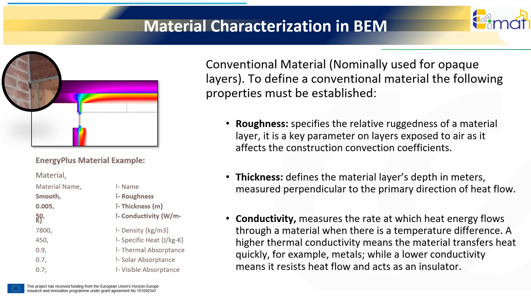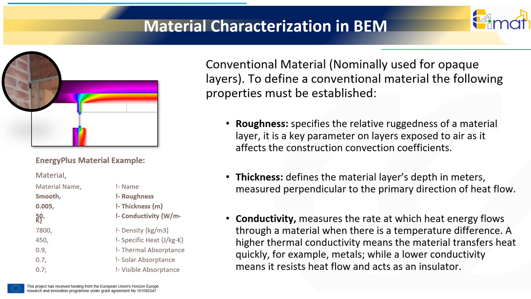Roughness specifies the relative ruggedness of a material layer. It is a key parameter on layers exposed to air as it affects the construction convection coefficients. In EnergyPlus, it uses predefined keywords ranging from very rough to very smooth to allow the model to adjust how surface texture influences convection heat transfer. Thickness defines the material layer's depth in meters, measured perpendicular to the primary direction of heat flow.